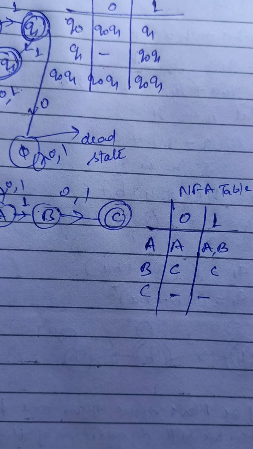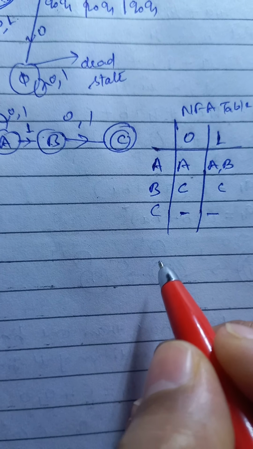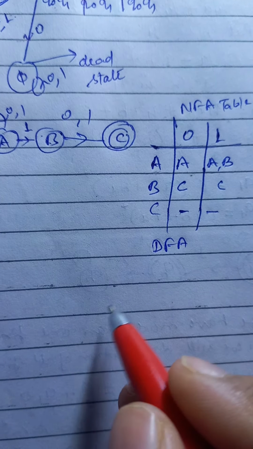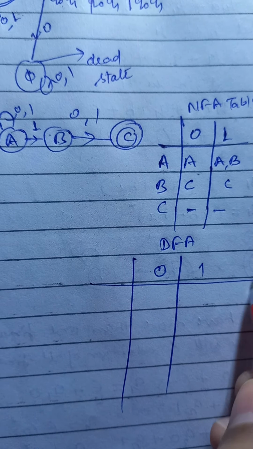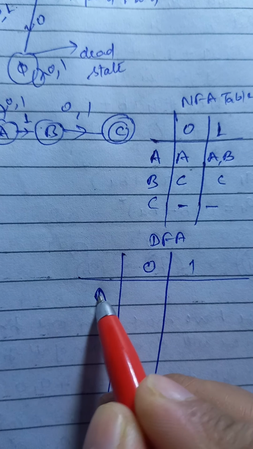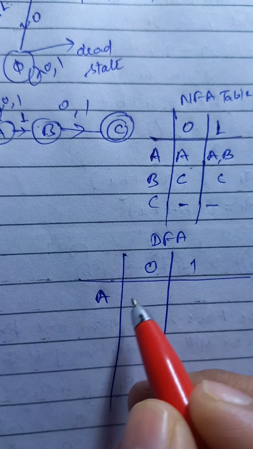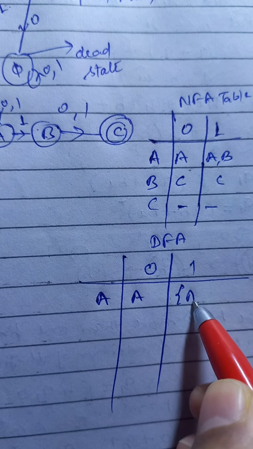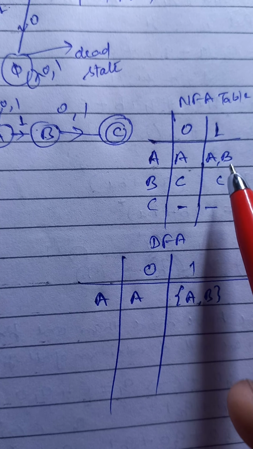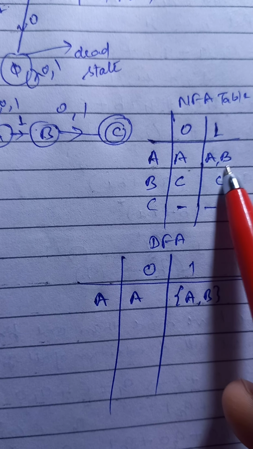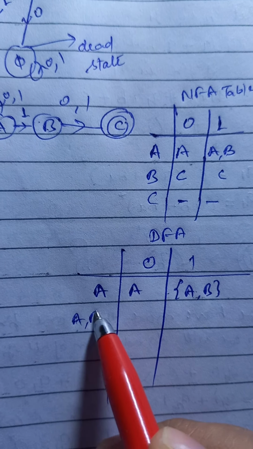Now we are going to make the transition table for the DFA. In the same way, transition for 0, transition for 1, and start with the initial state A. So what are the transitions? From here, similar: A and AB. And now we will see this state AB, because this new state came here. So we will write AB.